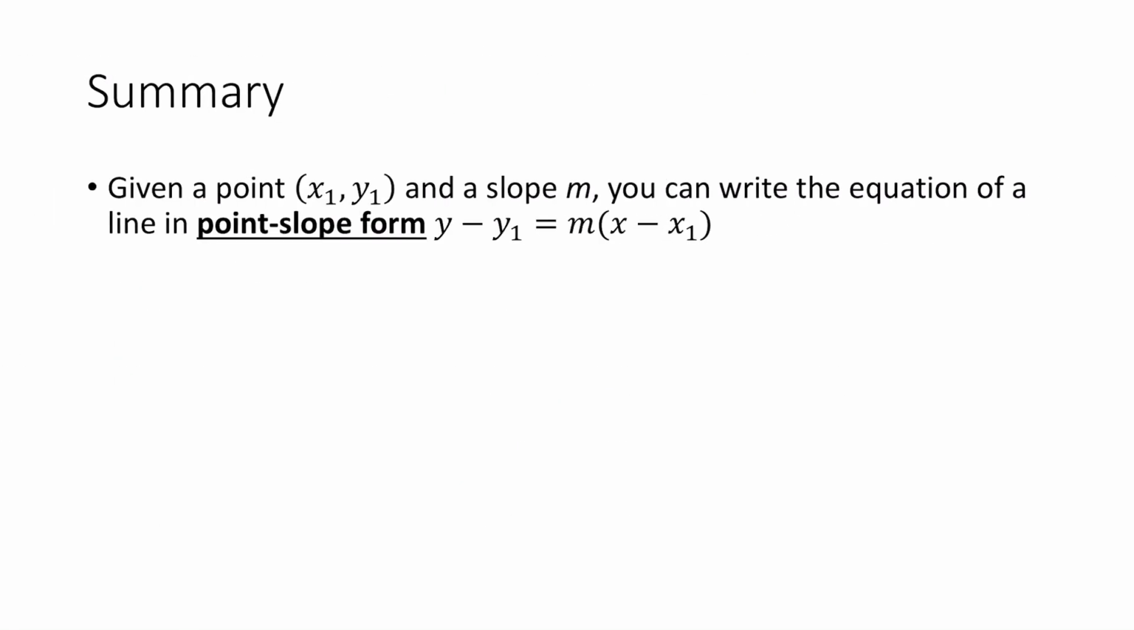So in summary, remember that given a point x1, y1, and a slope m, you can write the equation of the line in point slope form, which is y minus y1 equals m times x minus x1.